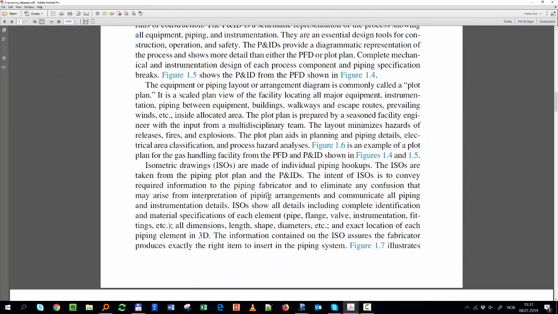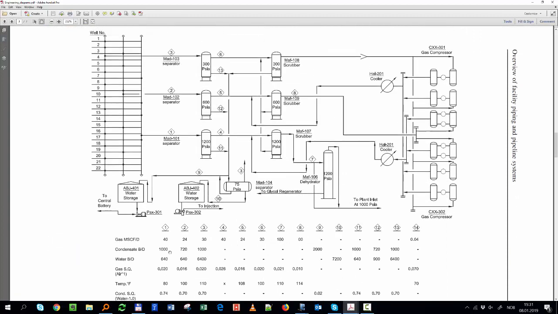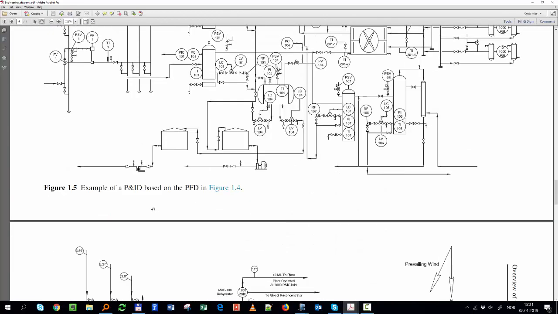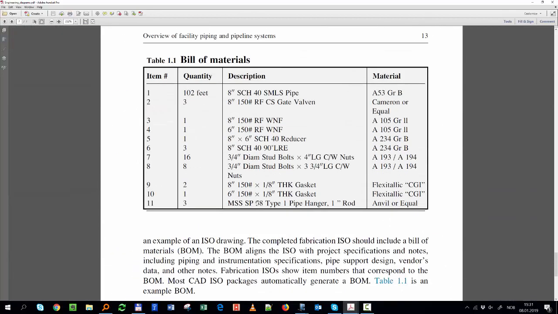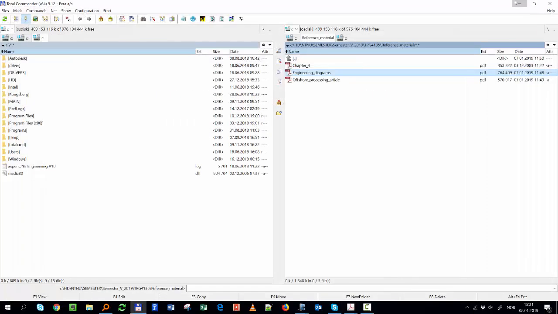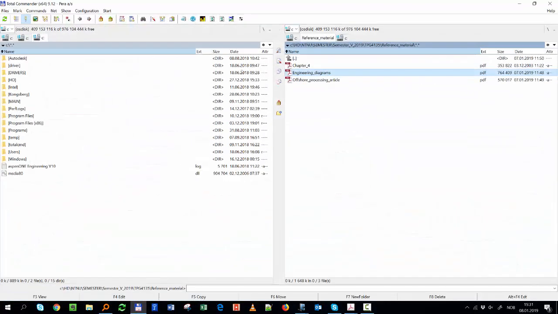Then you have what is called a process flow diagram, PFD. That is what you have in your hands, what I have also tried to draw. And you have other things, piping and instrumentation diagrams, and isometric. So I just recommend you to read it. It's very short, but you get an idea of what kind of diagrams we use in petroleum. I'm going to put that on Blackboard. So let's look at what you have now.